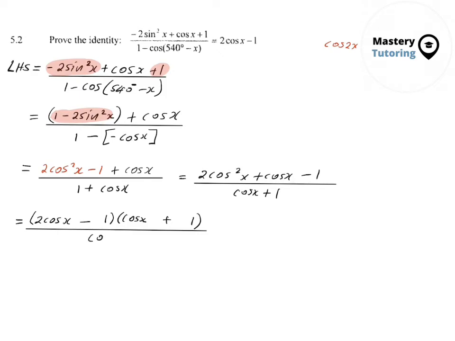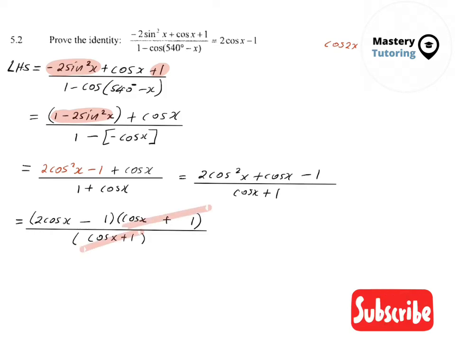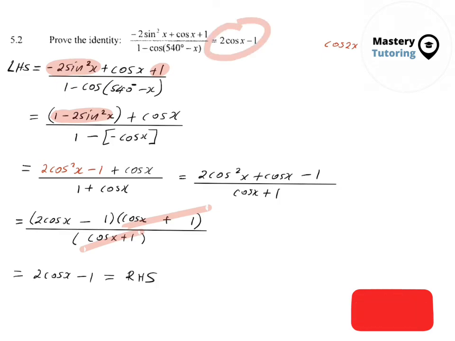All right, so this is what we have. Now the denominator, cos x plus 1, let me put it in brackets. So now here, this part is going to cancel with that part. And then at the end, we're left with 2 cos x minus 1, which is equal to the right-hand side. This is what we started with.